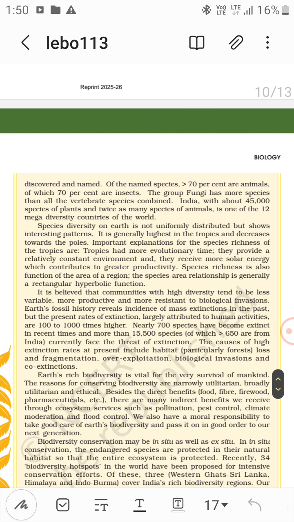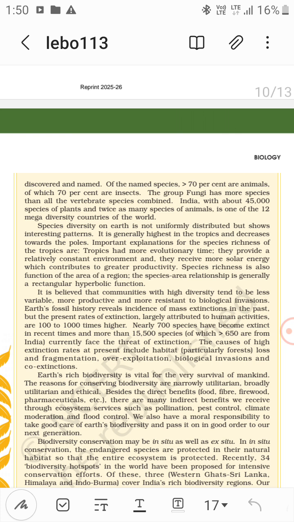Species diversity on Earth is not uniformly distributed but shows interesting patterns, right? It is generally highest in the tropics and decreases towards the poles.